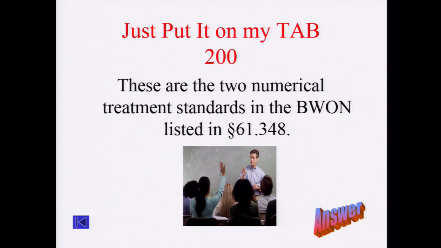Okay, need an answer. Same two as before. What is 95% VOCs and 98% deputies? Oh no. You're passing? Those are control devices. These are treatment standards.